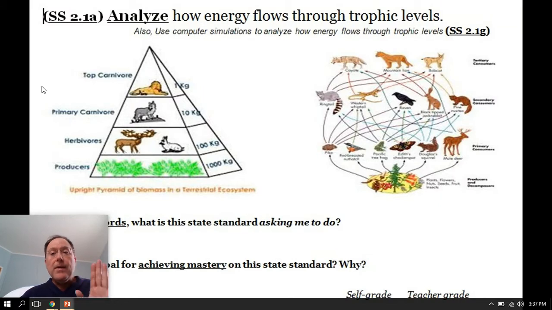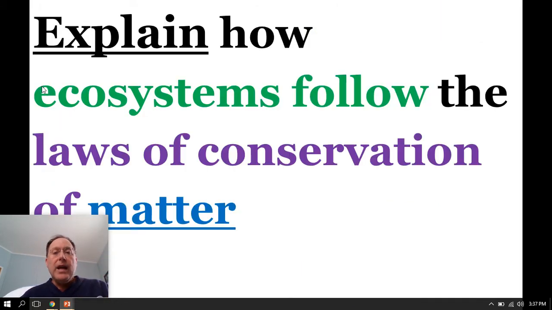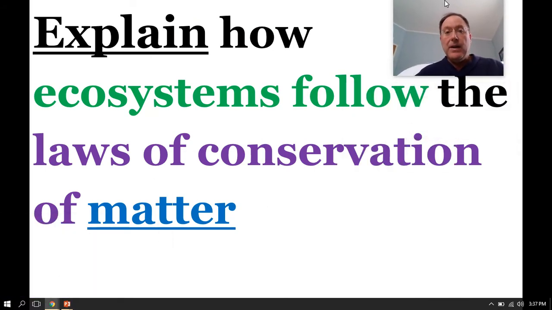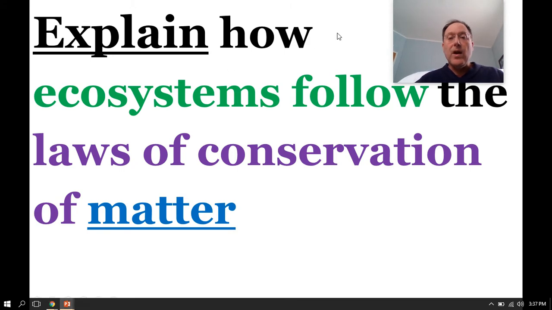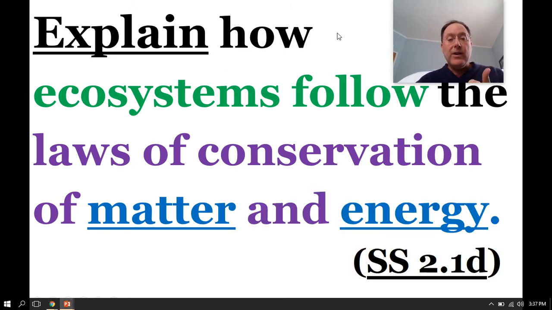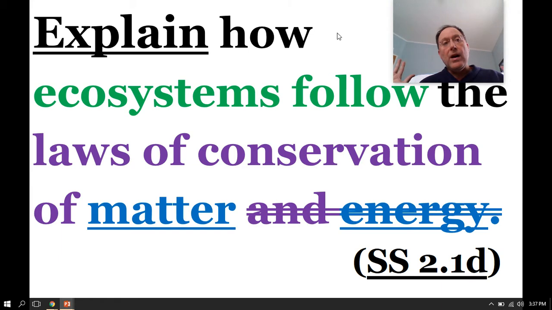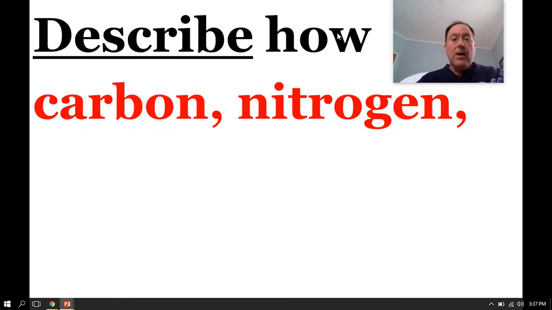Well, here we are at our state standards page, and this is one of those state standards that we got, which I didn't really like. It says, explain how ecosystems follow the laws of the conservation of matter and energy. And remember, energy is not conserved. You need a new constant supply of energy all the time from the sun. It's being released out the back end of every ecosystem as heat. It's totally inefficient and wasteful, but matter is conserved, and the matter is similar to water, carbon, nitrogen, phosphorus, these things that we're going to study today.